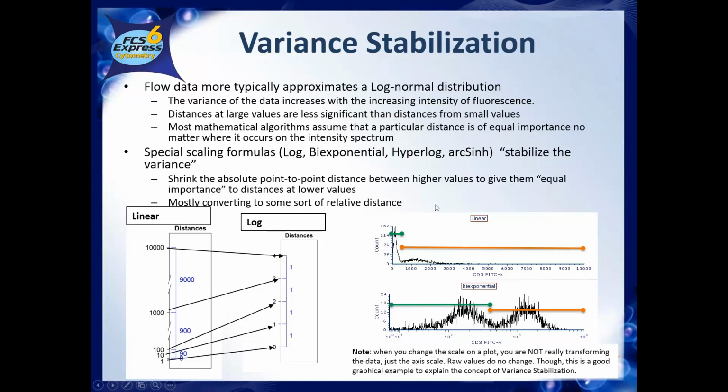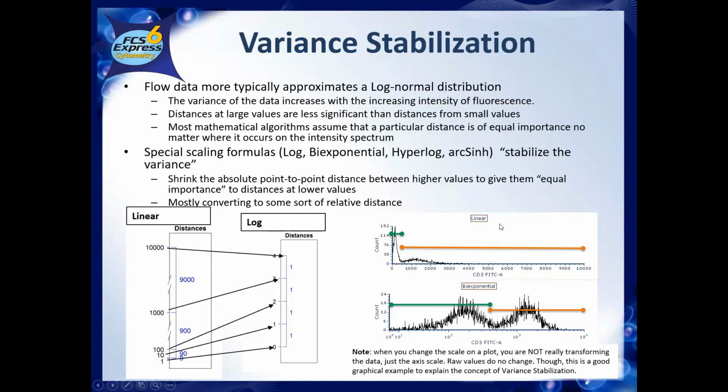Why do we need to do that for transformation? Well, because most algorithms assume that a particular distance is of equal importance along the intensity spectrum. So the algorithms think that 1,000 of difference between 6,000 and 7,000 has the same importance as the distance between 0 and 1,000. But we know in this case that is not the case.